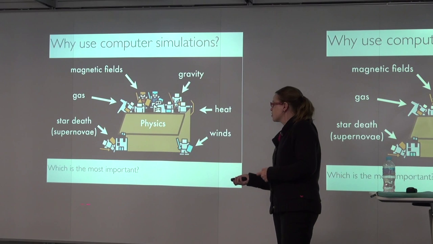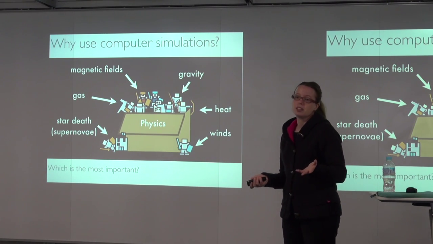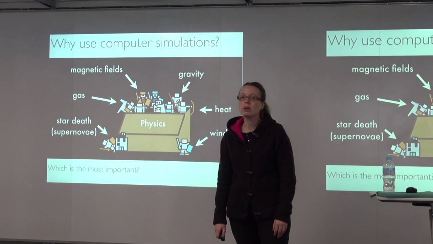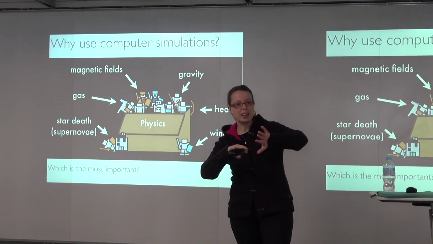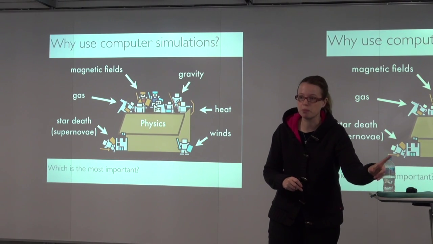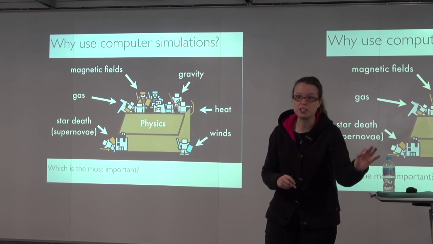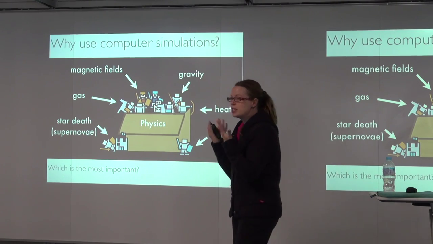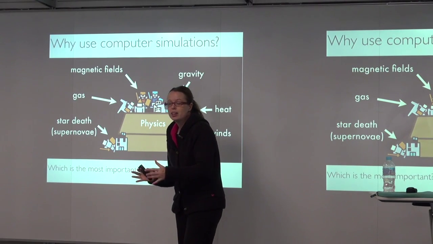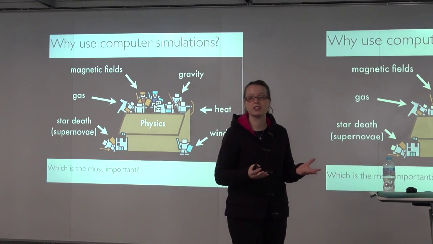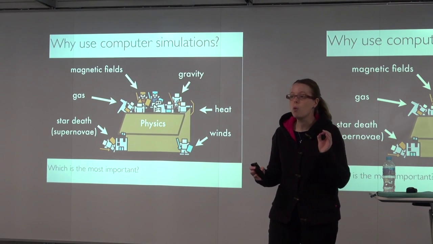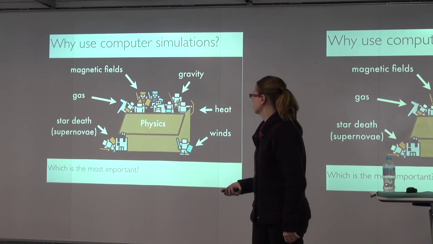So one question we might have is, which of these is the most important? When you look at the universe, they're all going on. You can't separate them out to say, aha, in this area, gravity is the most important process. This is gravity's role. Whereas in this particular area, magnetic fields are playing the bigger part. It's very hard to do that with observations because everything is happening at once. So how do you know what is controlling what?